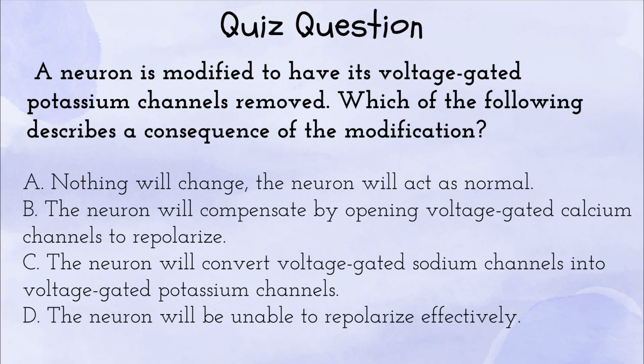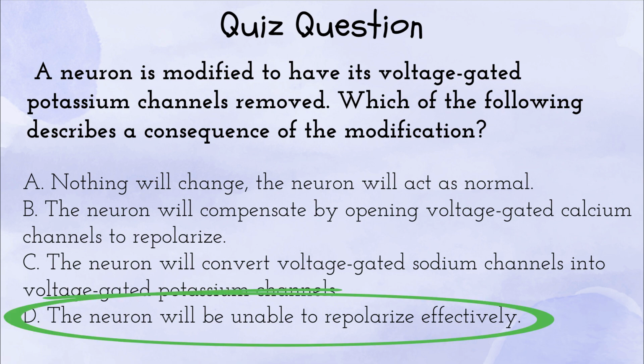A. Nothing will change, the neuron will act as normal. B. The neuron will compensate by opening voltage-gated calcium channels to repolarize. C. The neuron will convert voltage-gated sodium channels into voltage-gated potassium channels. And D. The neuron will be unable to repolarize effectively. I'll give you a couple of seconds to pause and give your answer.